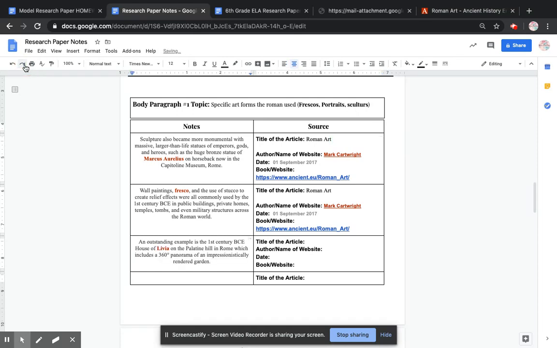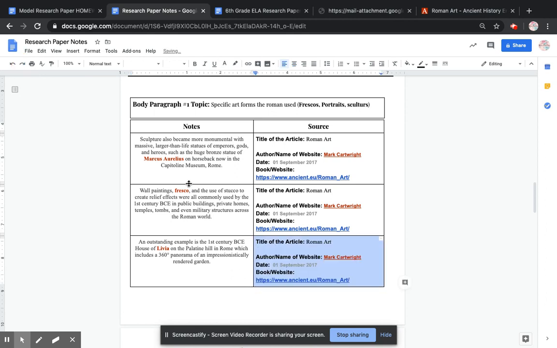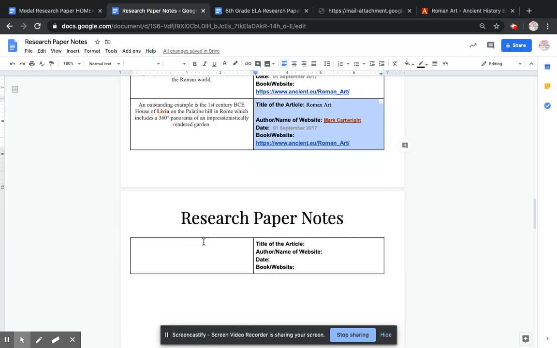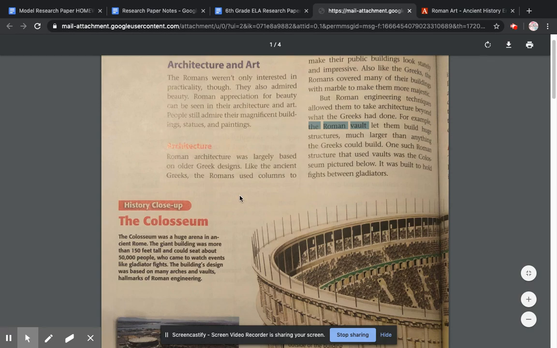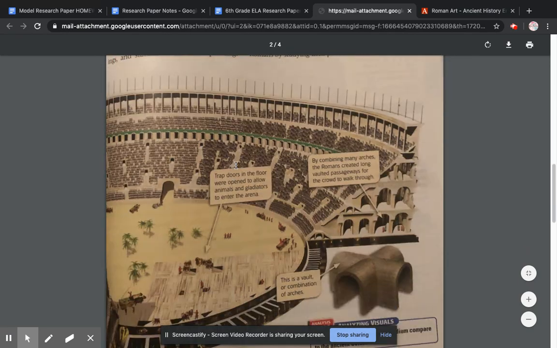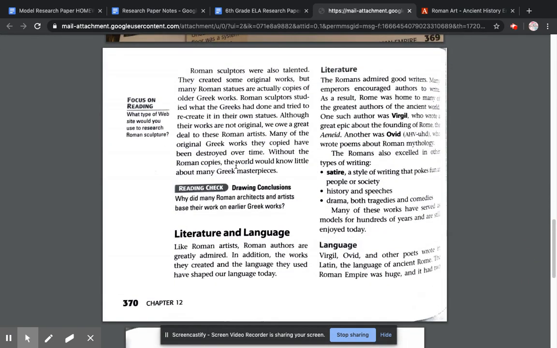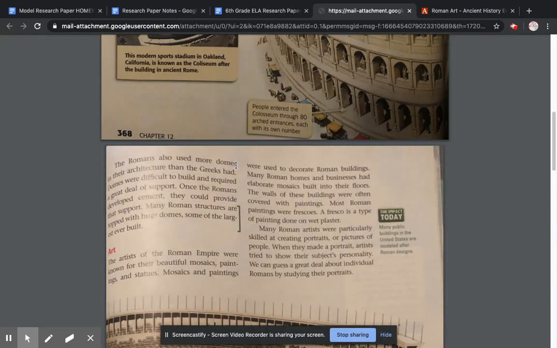And then I saw one more thing about an example of a fresco I could mention in my paper. And then I did the same thing, just copy and paste. So I have 3 good quotes here, and it's from a source. What I could also do is talk about what was in my book. My book is a source. So I'll go back in here, and I want to talk about the portraits.